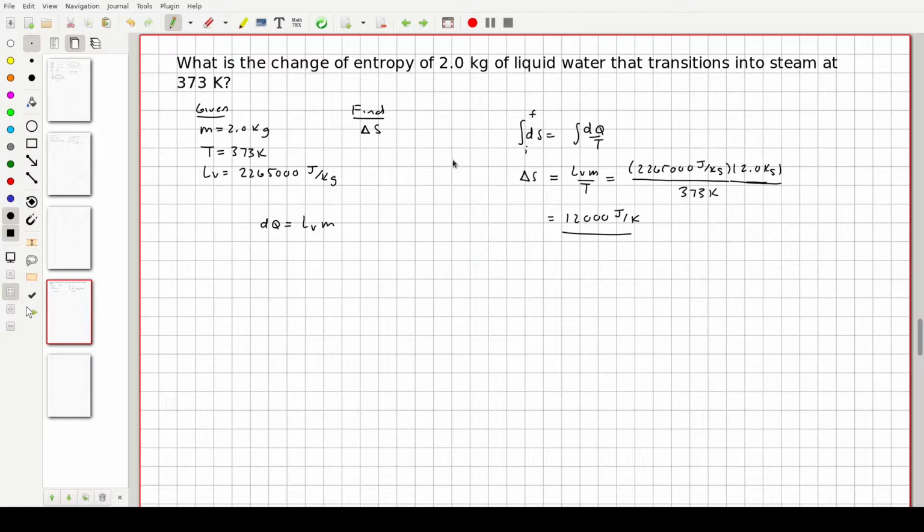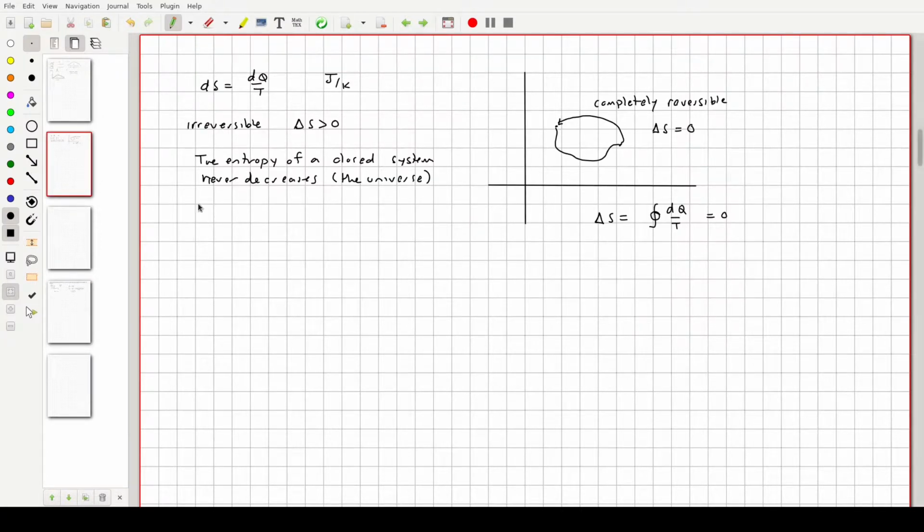Now that said, I would like to also mention that there is a third law of thermodynamics.